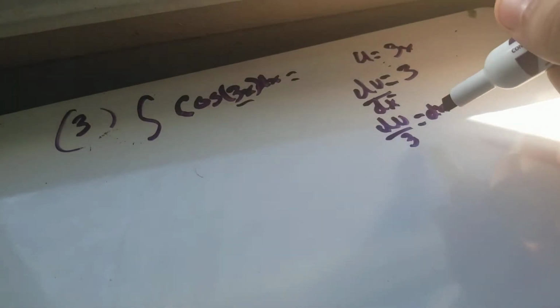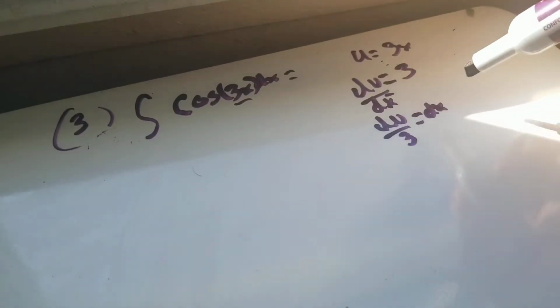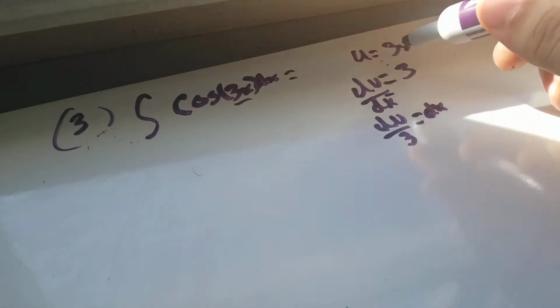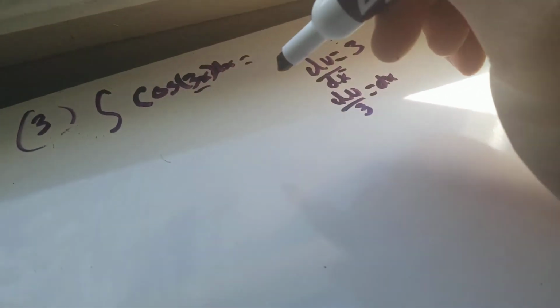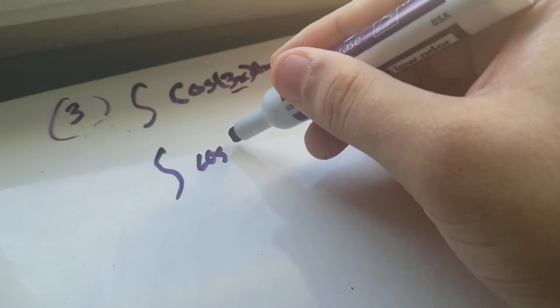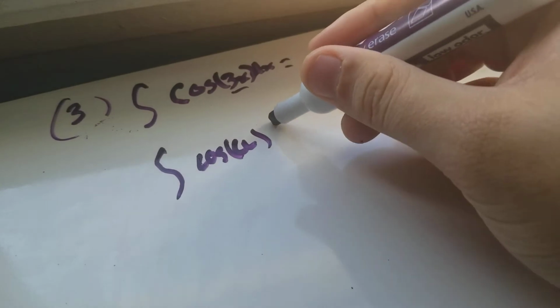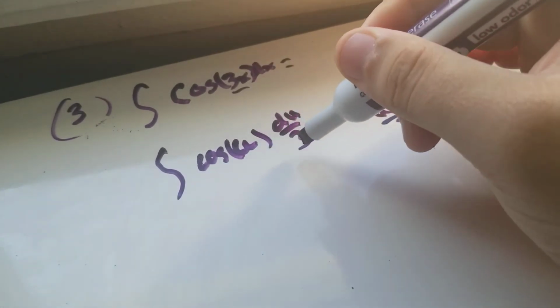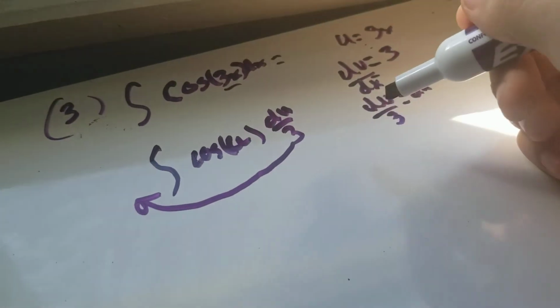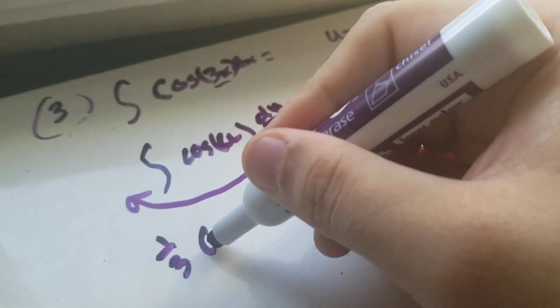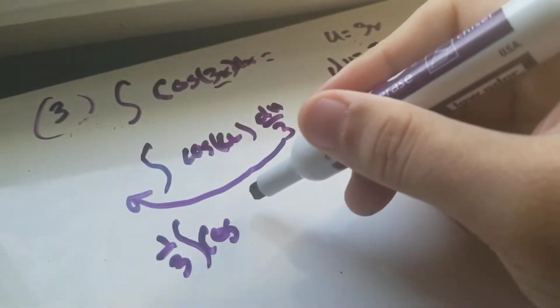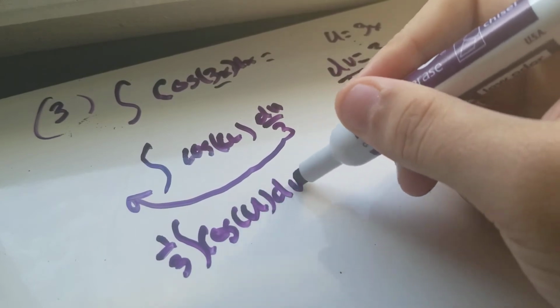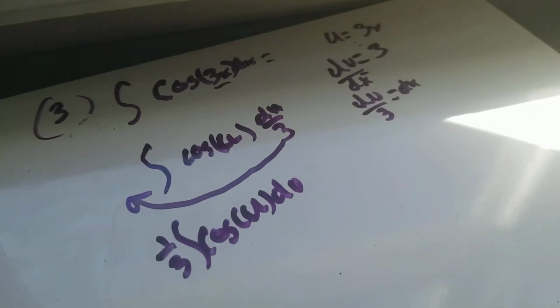All right, and I think I showed you the shortcut for when there's a constant, but let's just finish it off. So that's what we got. Now we have to redo this, rewriting it as the integral of cosine u times du over 3. Move the constant in front, so I got 1/3 times the integral of cosine u du. The antiderivative of cosine u is sine u.